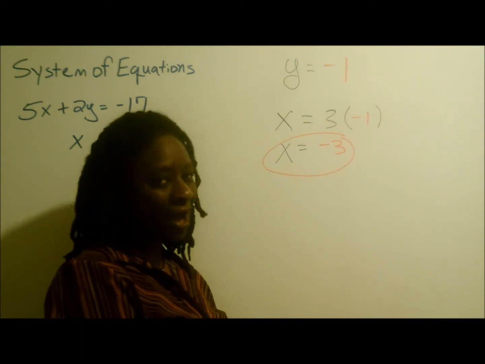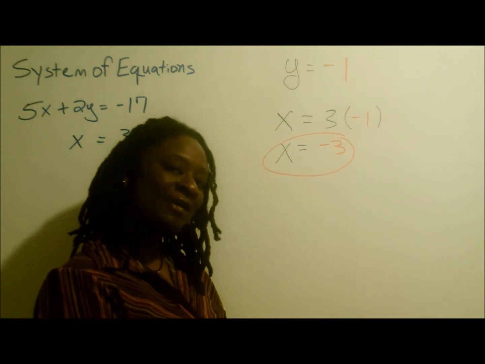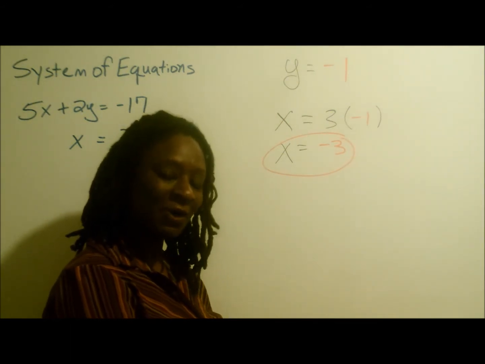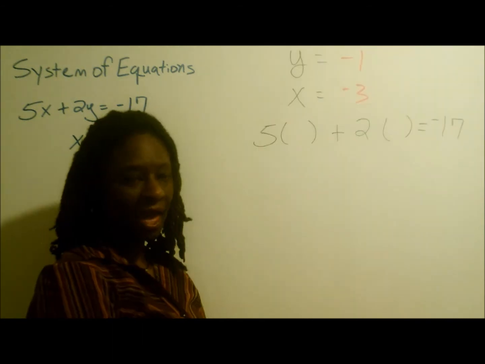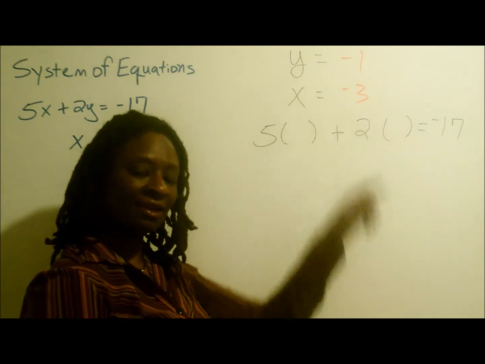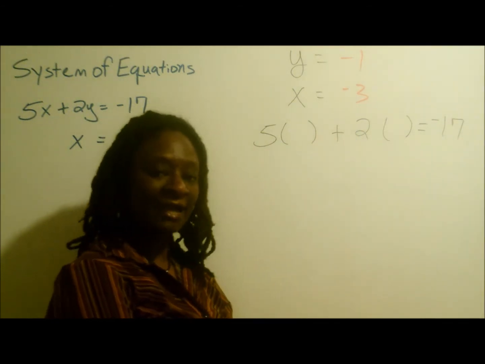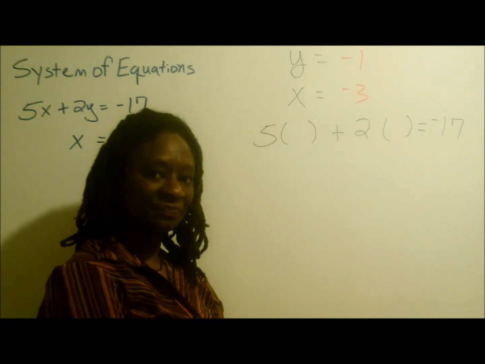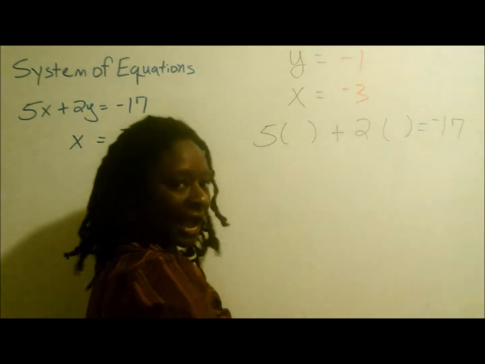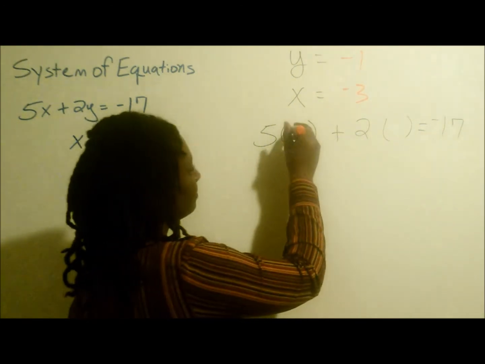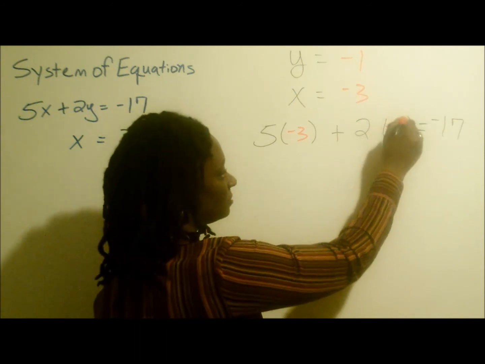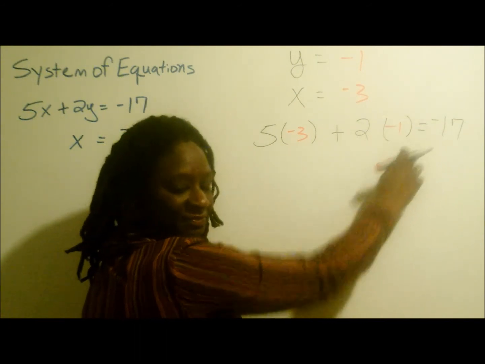Are we done? Well, technically, but it's always safer to check. So let's check our answer to see if our system holds true. Now that I know that y is negative 1 and x is negative 3, all I have to do is plug them back into the equation to check. So let's do that. I have 5 times negative 3 plus 2 times negative 1 equals negative 17.